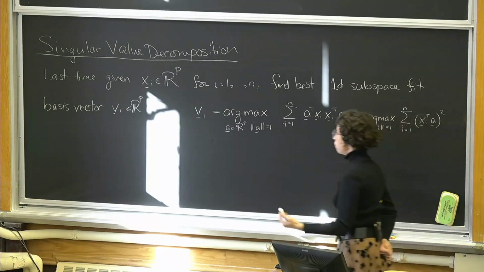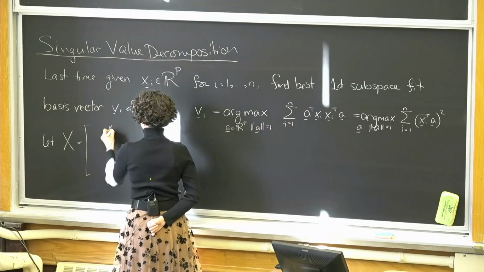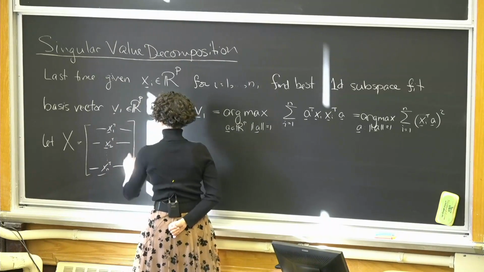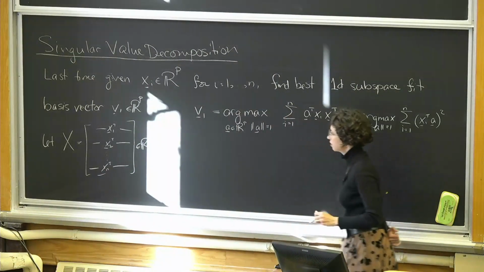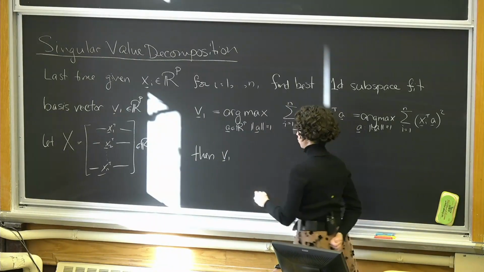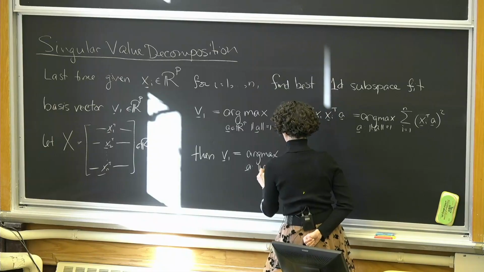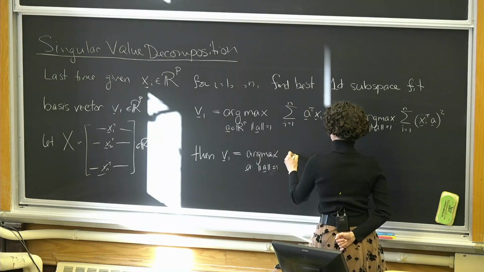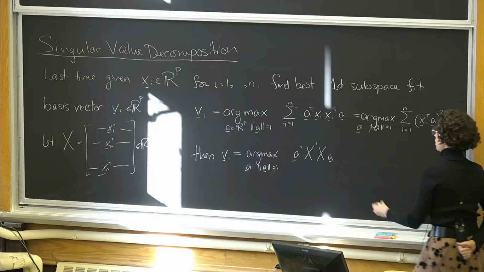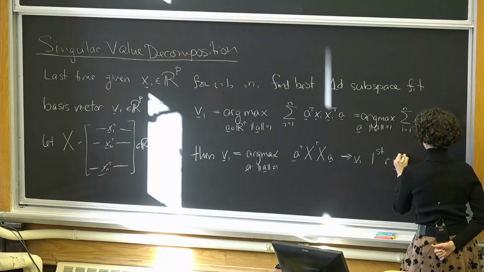Then what we said is that if we were to let the matrix X be composed of all of our different vectors, so we have x1 transpose, x2 transpose, all the way to xn transpose, this is our n by p matrix of feature vectors. Then we can equivalently write V1 using that matrix as the argument that maximizes, over all vectors A with length 1, A transpose X transpose X A. And then what I claimed is that this V1 is the first right singular vector.